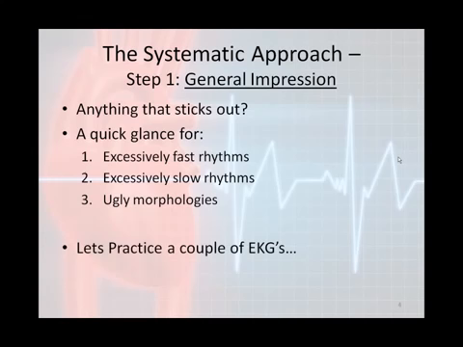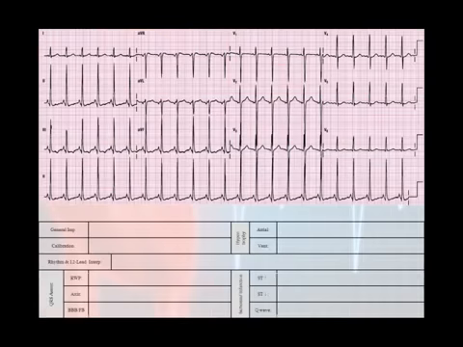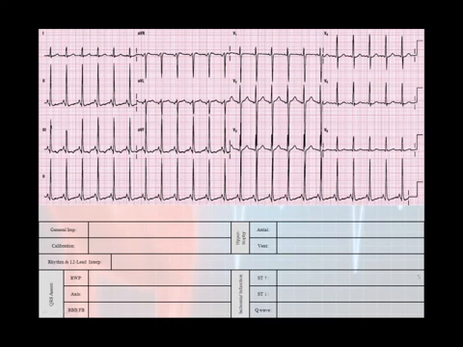So let's just practice a couple of these EKGs real quick just to give you an idea of what I'm actually looking for. When you first look at the EKG, what you want to do is take a quick glance at it. So I'm going to show you a 12-lead like this, and then after a couple seconds, I will turn it off just like this, and then discuss what we might see, and then turn it back on. That quick glance is what you want to look at.